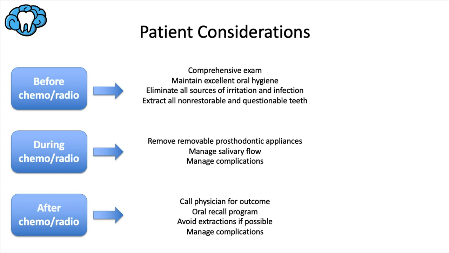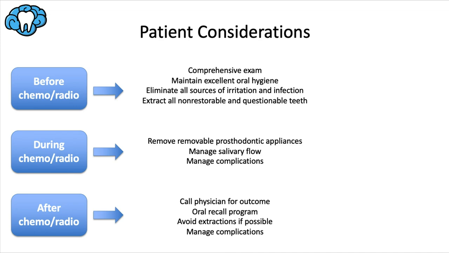All right, so we're gonna spend quite a bit of time here talking about treatment planning modifications for cancer patients, which can be broken up into three distinct phases. That is pre-treatment evaluation and preparation of the patient before they get their cancer therapy, oral health care during their cancer therapy, and then post-treatment management of the patient. And note that these recommendations here do not necessarily apply to every cancer patient.